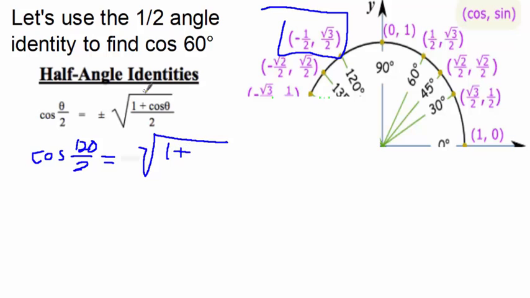1 plus the cosine of the 120, which is a negative 1/2, divided by 2. All of those steps that we've been using on the last assignment, we're going to need to use to simplify this. Let's deal with the top. Can we do 1 minus 1/2? 1/2 over 2. That's the copy dot flip-flop.